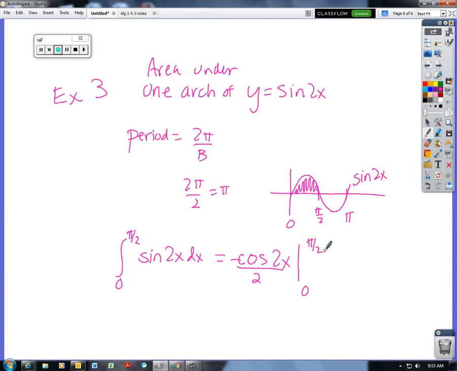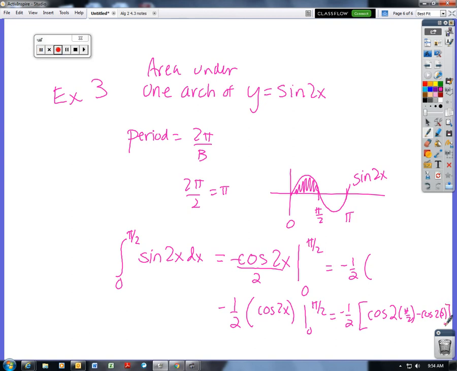Let's also do this by hand. So I'm going to pull out the negative 1/2. That's just one way of doing it. So I'm just going to set the negative 1/2 outside. And then I'll come down here because this is the one I'm really working off of. So I'm doing cosine of 2 times pi over 2 minus cosine of 2 times 0, just to show the work of what I'm doing here.